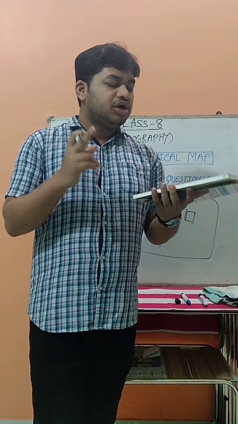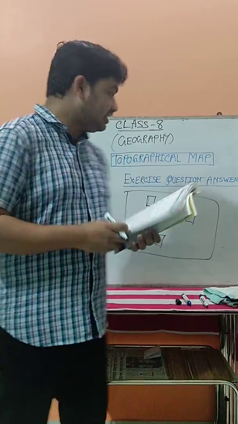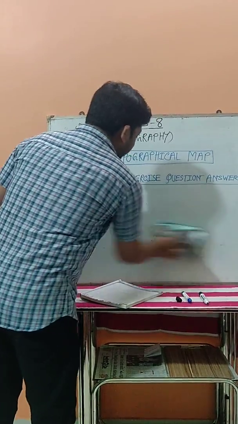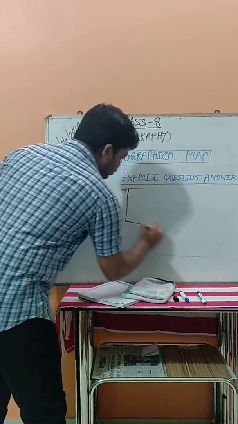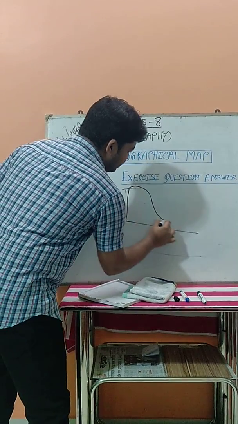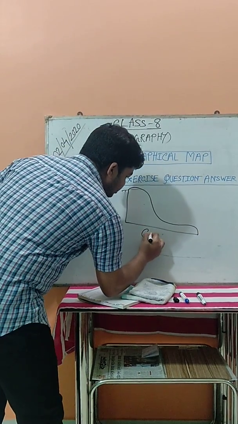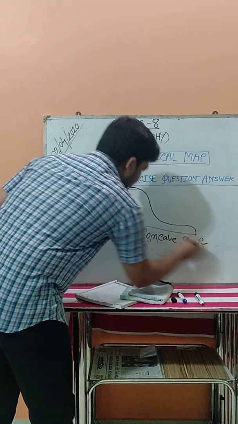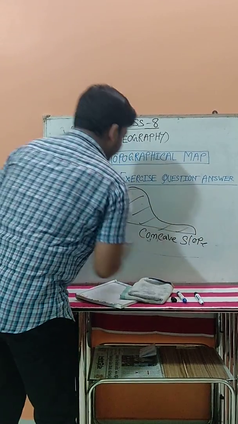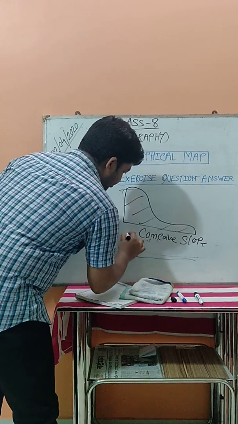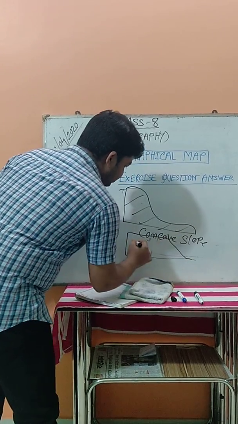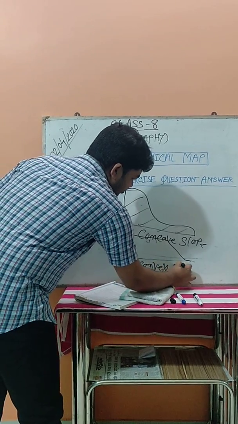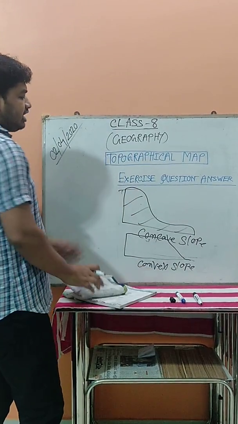And the second one is the concave and convex slope. First I tell you what the concave and what the convex slope is. First you see these two figures. The first one is known as the concave slope. Okay, this is the concave slope, and this downward type of figure is known as the convex slope. So these two are the concave and convex.